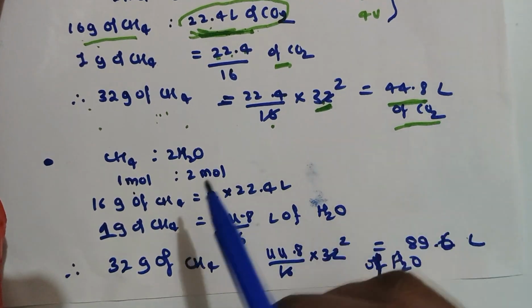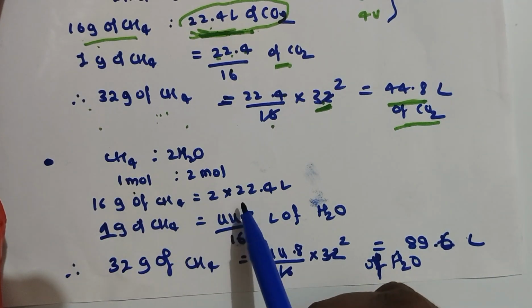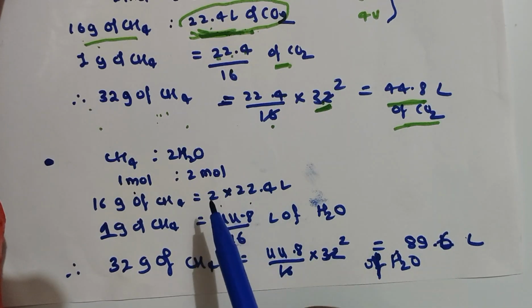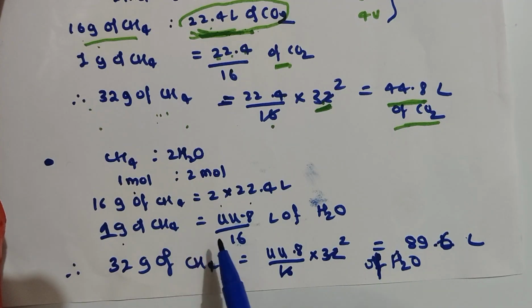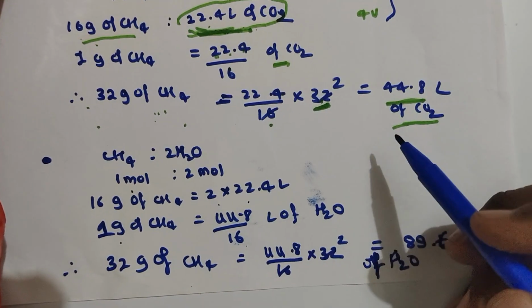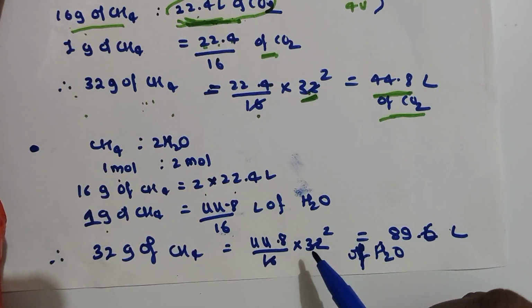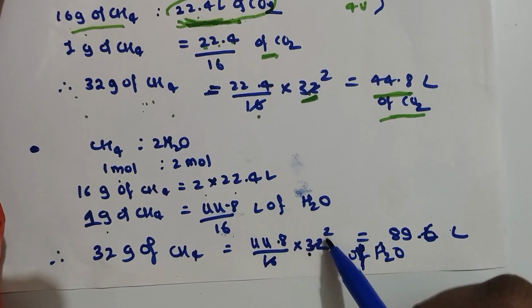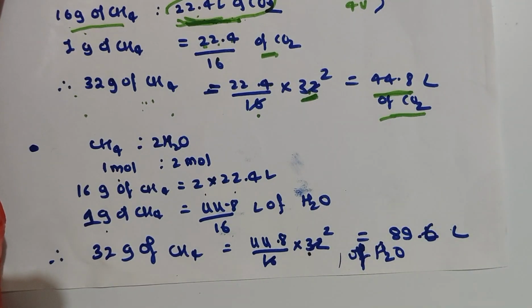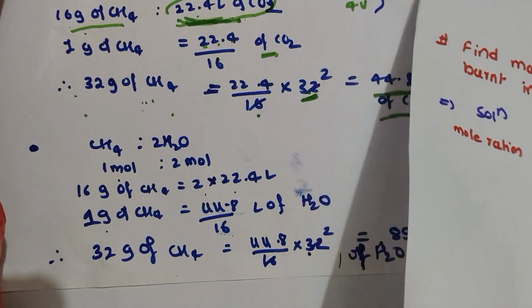Any doubt? No doubt. Again 16 gram of methane gives 2 into 22.4. For 1 mole it is 22.4, and here 2 moles are there. Therefore 2 into 22.4 liter of water. Therefore 1 gram of methane gives 44.8 divided by 16. For 1 gram we convert like this. Simple mathematics. Therefore 32 gram of CH4 gives 44.8 divided by 16 into 32. On simplifying this, we get 89.6 liter of water produced. Any doubt? Okay, I think no doubt.